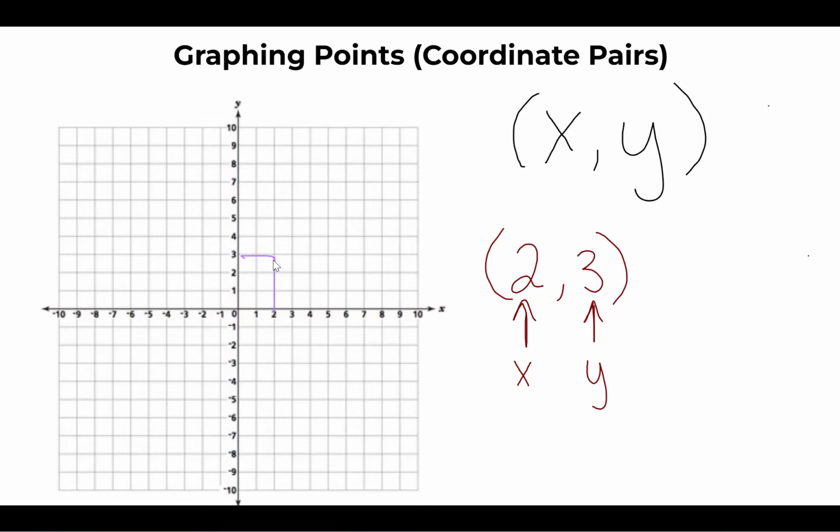Where those two lines meet, meaning where it is 2 on the X and 3 on the Y, that is where our point is located. That is where you would be marking it on your graph. So right there is our point 2, comma 3.